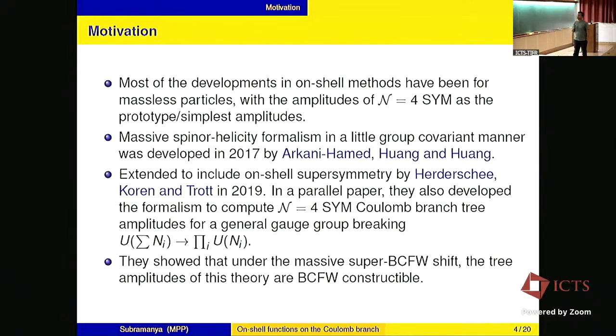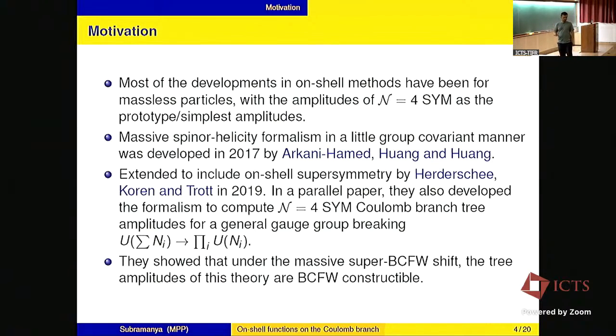And the spinor-helicity formalism, which was quite crucial for many of the on-shell techniques, was developed for massive particles in a little group covariant formalism relatively recently by these people. And its extension to on-shell supersymmetry was done by Herderschee, Koren, and Schuster in 2019. And in a parallel work, they also developed a formalism to compute N=4 super Yang-Mills amplitudes when you have an internal spontaneous symmetry breaking. There are scalars in N=4 super Yang-Mills.